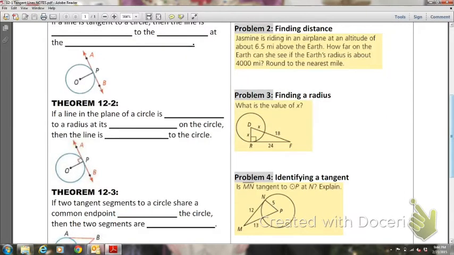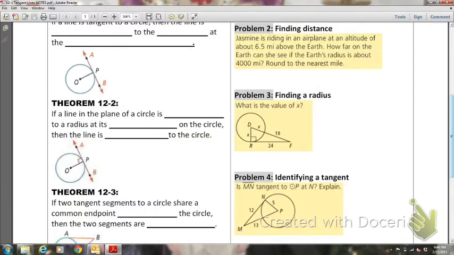In problem 2, you're finding a distance. It says Jasmine is riding in an airplane at an altitude of about 6.5 miles above the Earth. How far on the Earth can she see if the Earth's radius is about 4,000 miles? Round it to the nearest mile. You really need to sketch this to get a picture of what this is asking for.